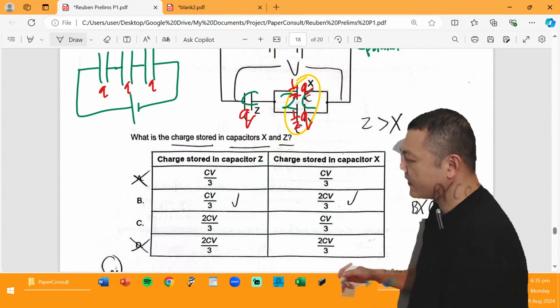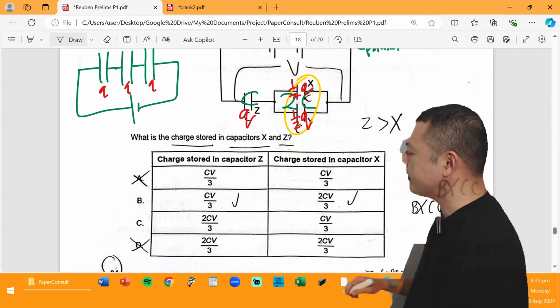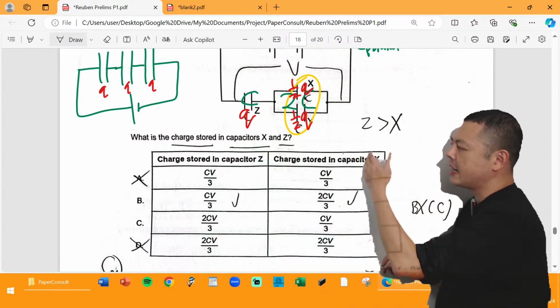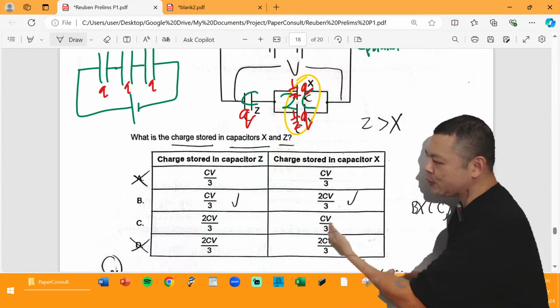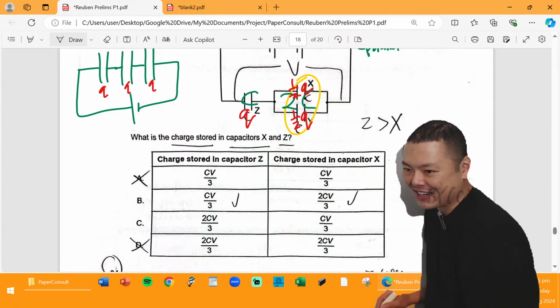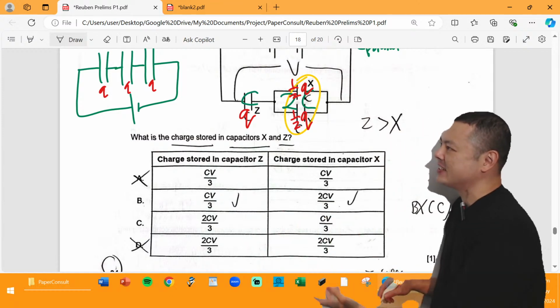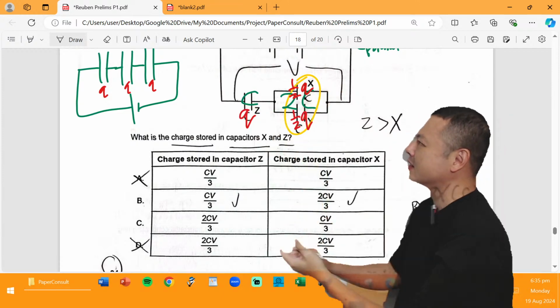Yeah. Even without bothering with the 2 or the over 3, because there's no other option that gives me that X is half of Z. So C is the answer. If you want to go and find out what the true answer is, then you have to go through the trouble of finding out the total capacitance of C and 2C in series.